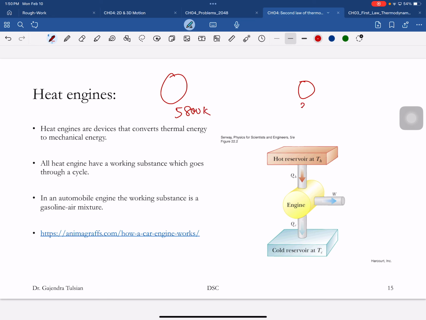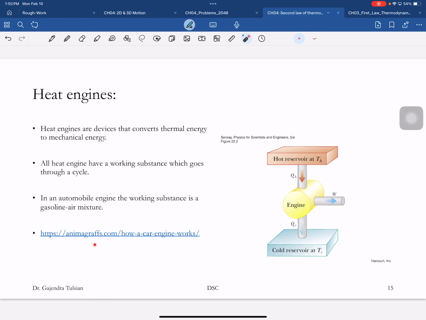5,800 degrees Kelvin, that's the solar temperature, and that's the temperature of the Earth. So heat engines convert part of that heat to work.